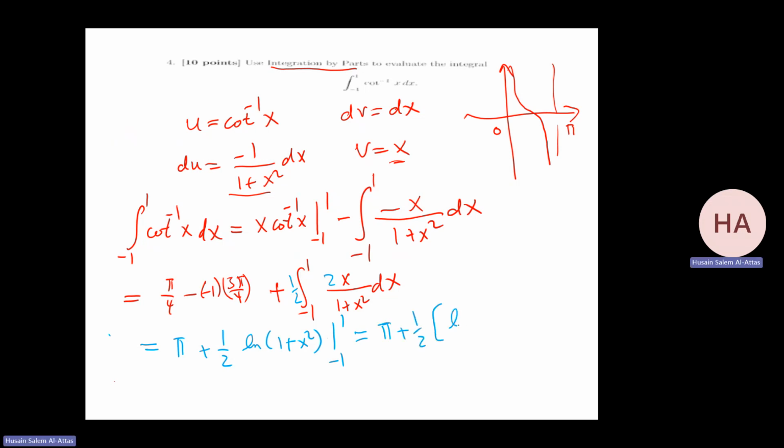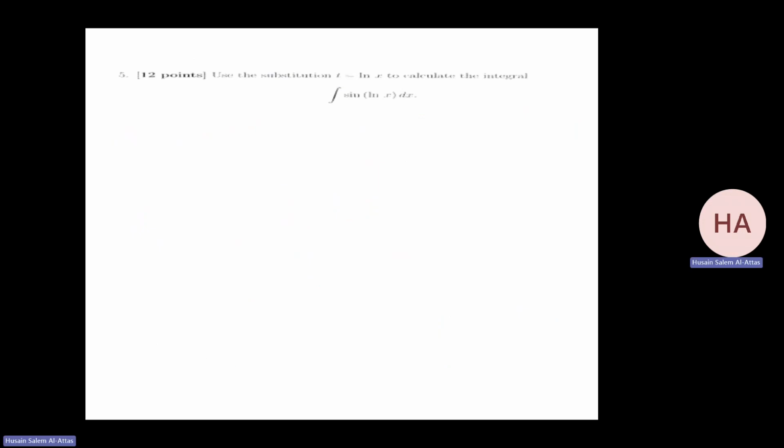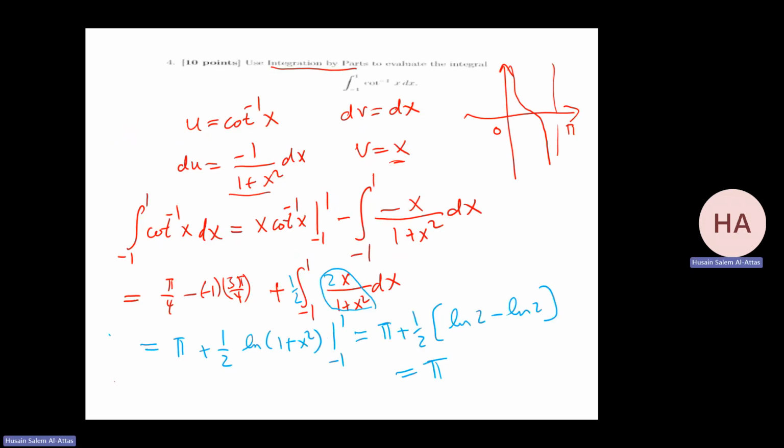It's okay. That will be pi plus half. I have ln 2 minus ln 2, so that gives me 0. Actually, I can get it from here. This is an odd function, so from minus 1 to 1 gives me 0. That will be pi. I think this is the correct answer. Okay, integration by parts. What's important is not the calculation, just doing the integration by parts.